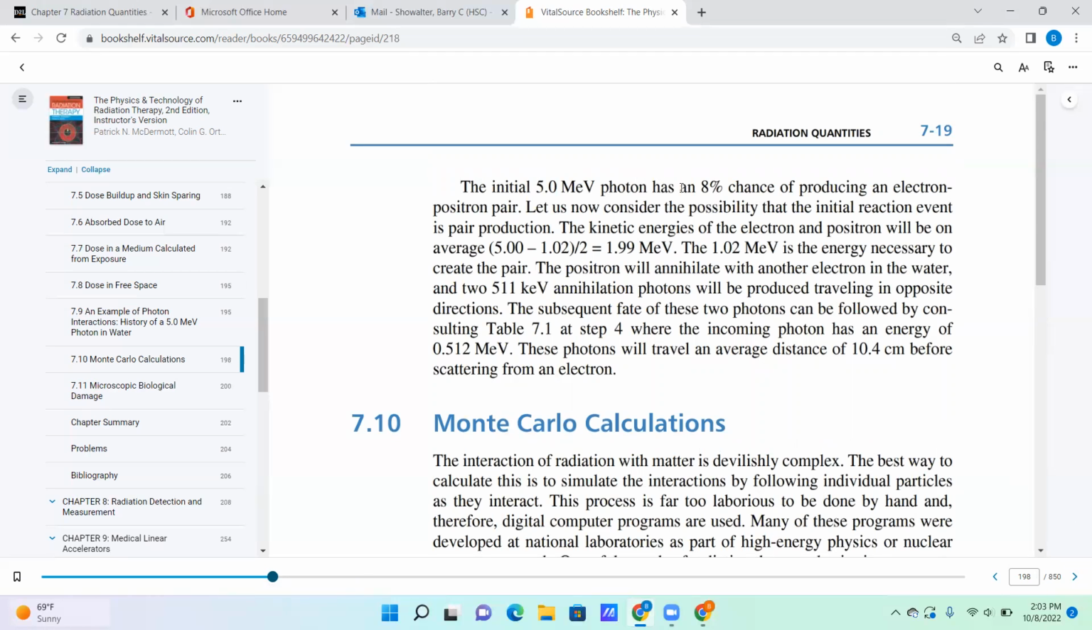The initial 5 MeV photon has an 8% chance of producing an electron-positron pair. So, considering the possibility that the initial reaction event is pair production, the kinetic energies of the electron and positron will be on average the energy left after the 1.02 MeV necessary to create the pair. The positron will annihilate with another electron in the water, and two 511 keV annihilation photons will be produced traveling in opposite directions. The subsequent fate of these two photons can be followed by consulting table 7.1 at step 4, where you have data about that energy.